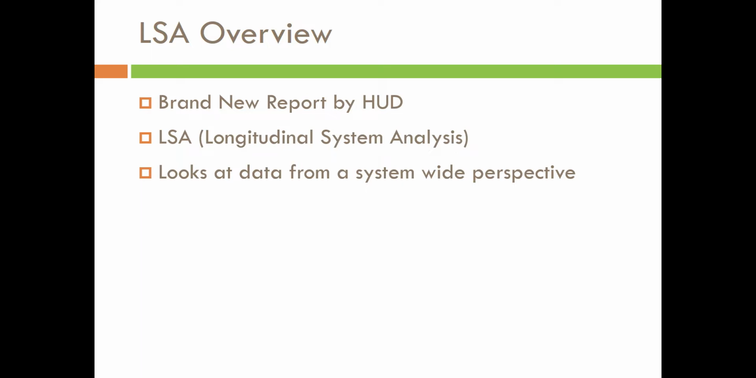If you're familiar with system performance measures, it's more along the lines of that, where it is looking at a client record in the system and then looking at the different enrollments that client might have and then coming up with summary data based on that. So again, it's very much a system-wide perspective report. And this will be submitted each year going forward by your COC admin for your local COC.